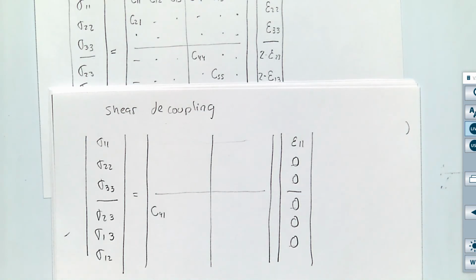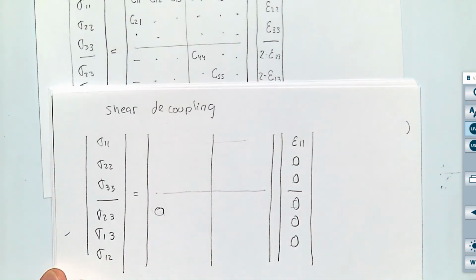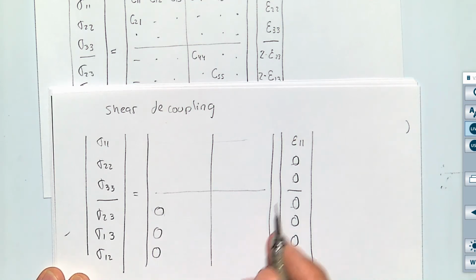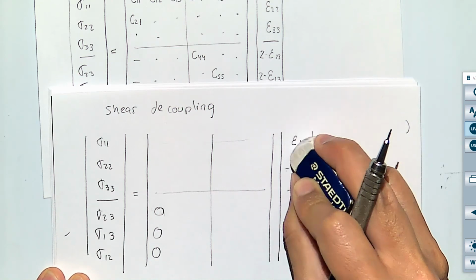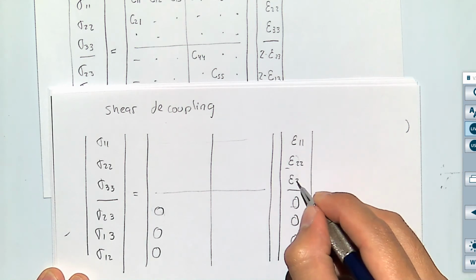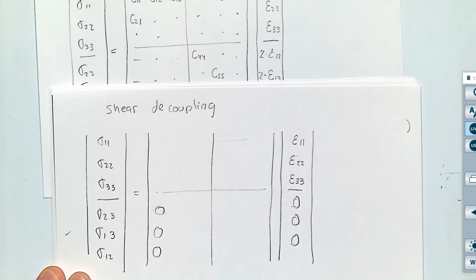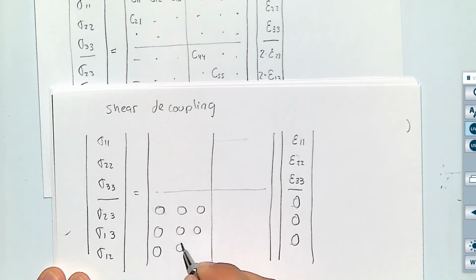And because of that, this term is going to be 0. And the same with all the other coefficients over here. And even if I had all linear strains which are not 0, there's no way that those are going to produce a shear stress. So all of these are going to be 0.